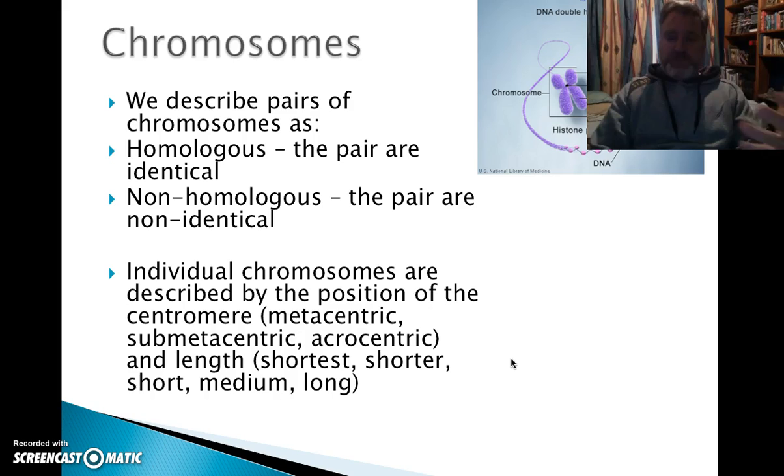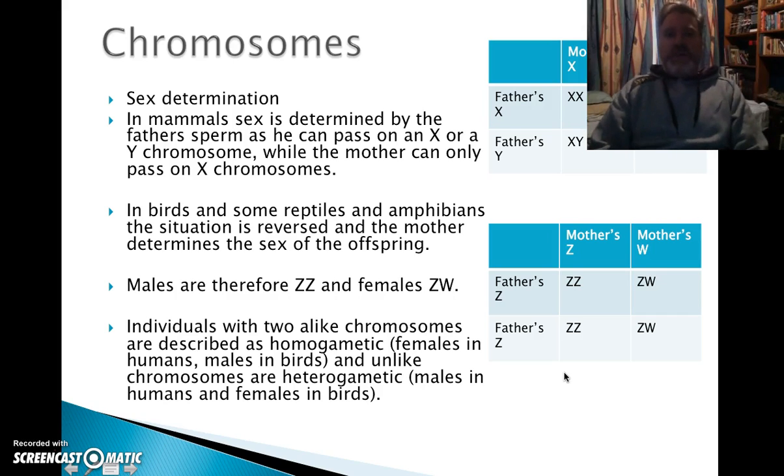So a homologous pair of chromosomes are identical, they hold the same genes. A non-homologous pair would be non-identical, they'd have different genetic material on them. And I'll just describe this stuff here about how we go about naming them, but that's not really that important.